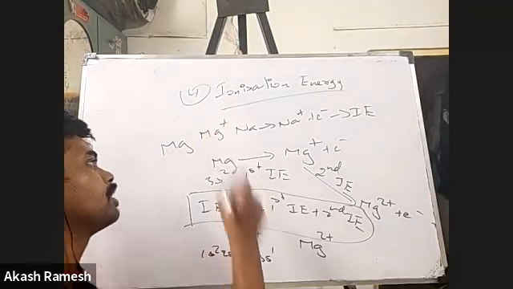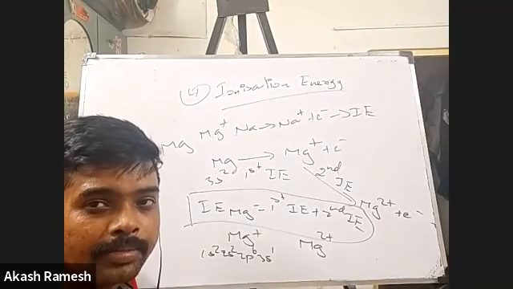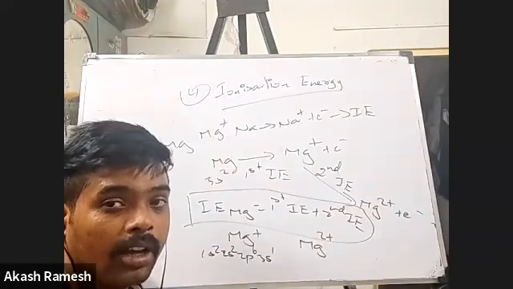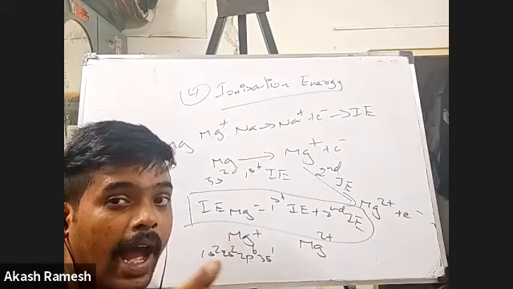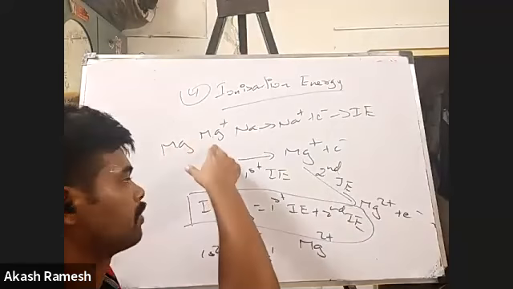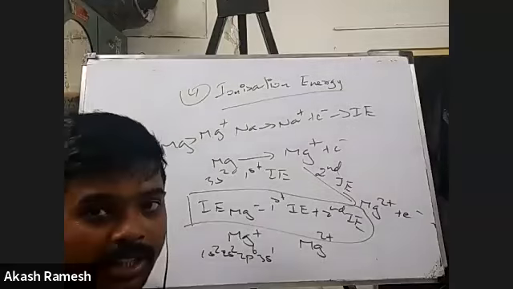When I compare Mg plus and Mg, which is having more size, which is having lesser size? Mg has more size. I always told you, whenever you have cations and atoms, the atoms will always have more size than the cations. I asked Mg or Mg plus, that's what I asked. No problem. So obviously I know that Mg is having more size.